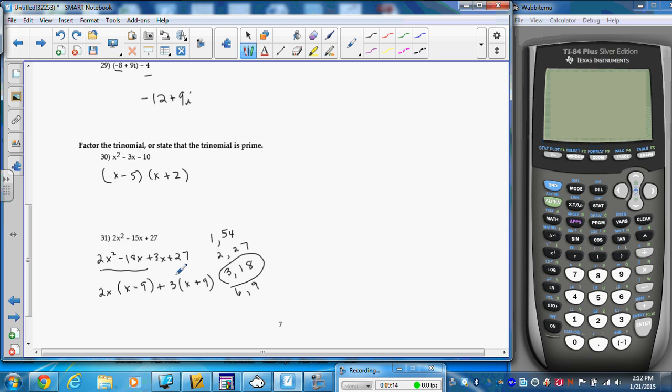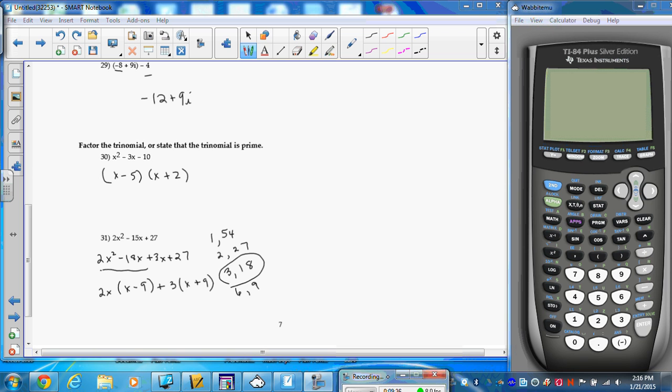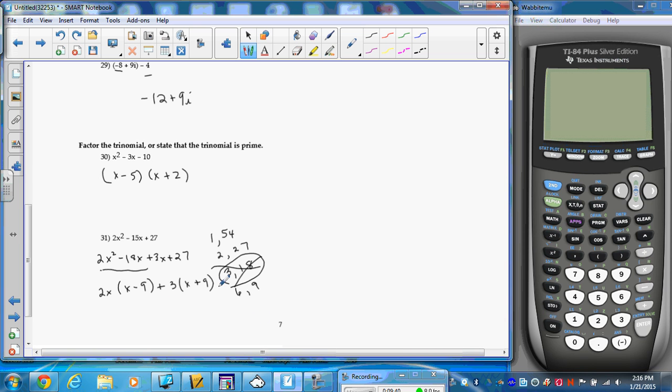So this one's going to be a problem. So in question 31, minus 15, so that is becoming an issue. Okay, so the 3 and 18 didn't work. So we're going to back up now. This one didn't work because that's not going to work for us.